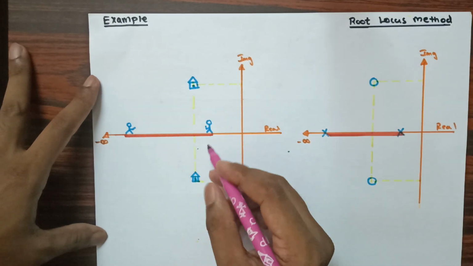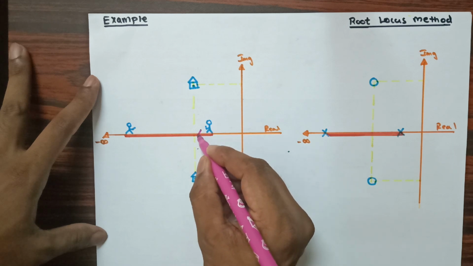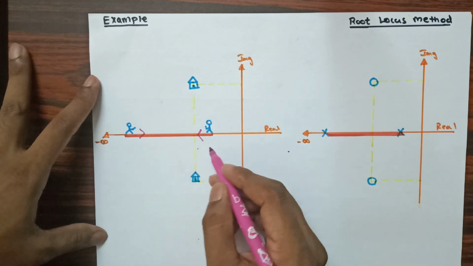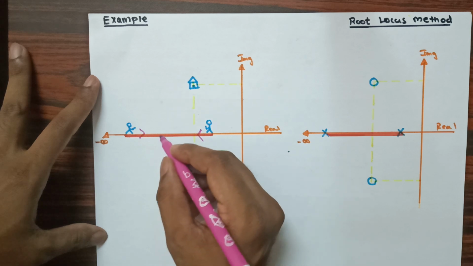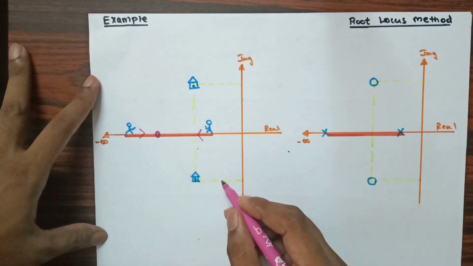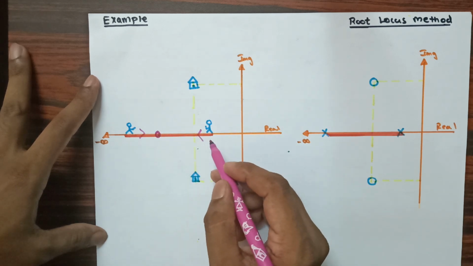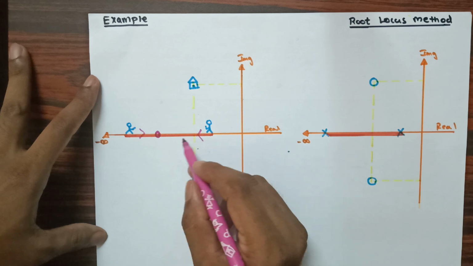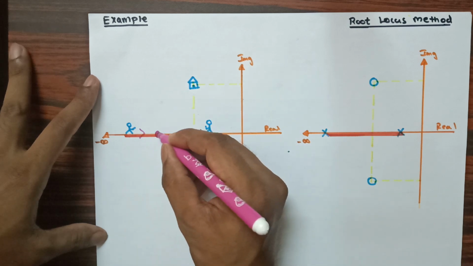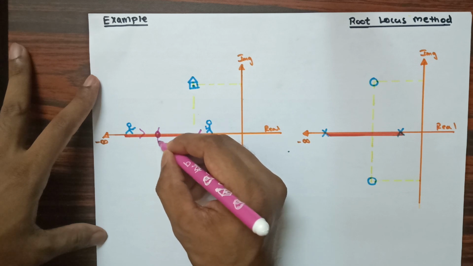Now when I apply the input, this person will move in this direction and this person will move in this direction, and they are going to meet at one point. That is nothing but what we call the breakaway point. I will be marking this point as the breakaway point. When I apply the input, both will start to move in opposite directions and they are going to meet at this point. One will come above, another will come below.